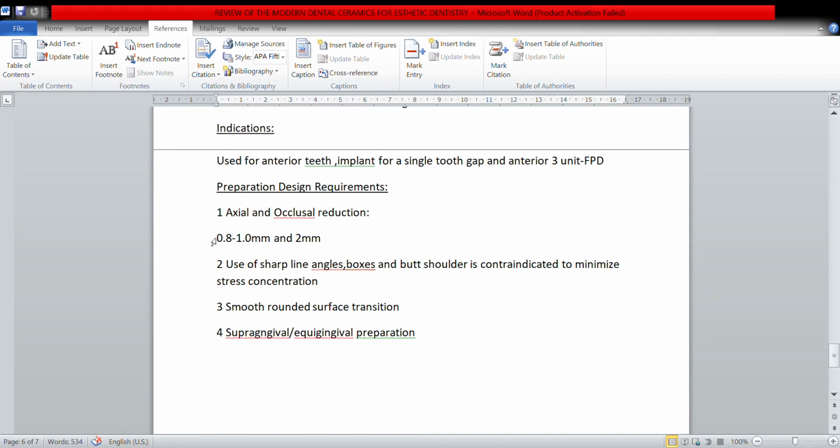Here are the preparation design requirements. You need axial and occlusal reduction of 0.8 to 1.2 mm and 1.0 to 2 mm. Use rounded line angles, but a shoulder is contraindicated to minimize stress concentration. Then smooth rounded surface transitions and supragingival and equigingival margins.